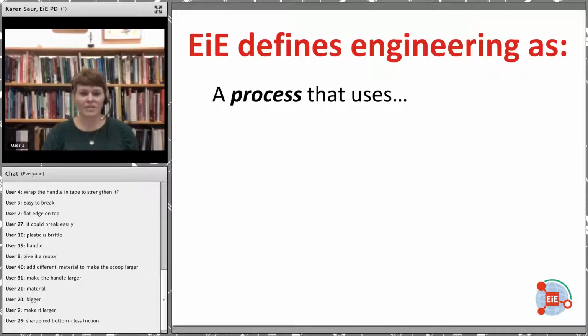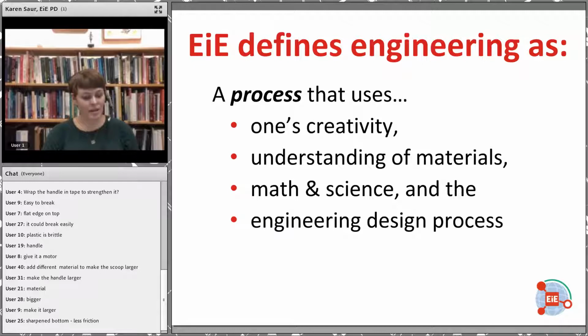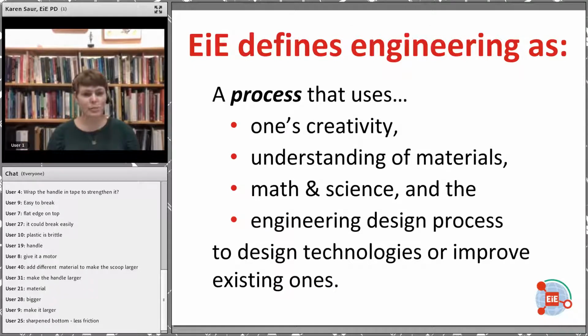So EIE, we actually define engineering as a process, and it's very similar to what an engineer's definition is. So engineering is a process that uses one's creativity, understanding of materials, math and science, and the engineering design process to design technologies or improve existing ones. Okay, so the engineering design process is one thing we haven't talked about yet, and I will show you some examples of that later on, but it's a way that engineers approach a problem. It's how they ask questions and gather information before they start to create and come up with their plan. So they go through a process where they gather some information first so they can make good decisions.